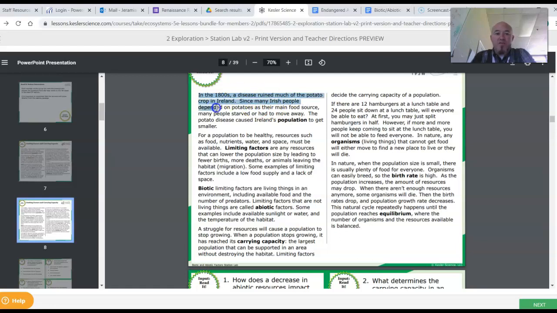In the 1800s, a disease ruined much of the potato crop in Ireland. Since many Irish people depended on potatoes as their main food source, many people starved or had to move away. The potato disease caused Ireland's population to get smaller.